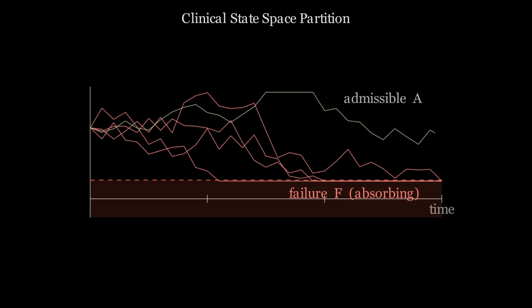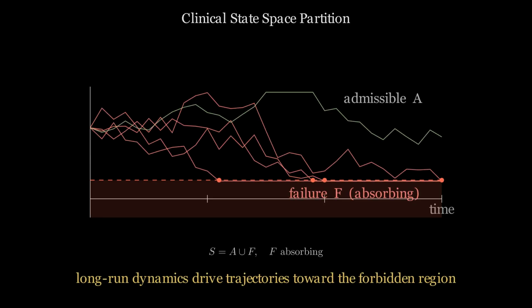Long-run disease dynamics drive physiological state toward the failure region. A patient with an absorbing failure state has no stable long-run equilibrium within the viable physiological region. Positive average clinical trajectory does not prevent critical threshold crossing.